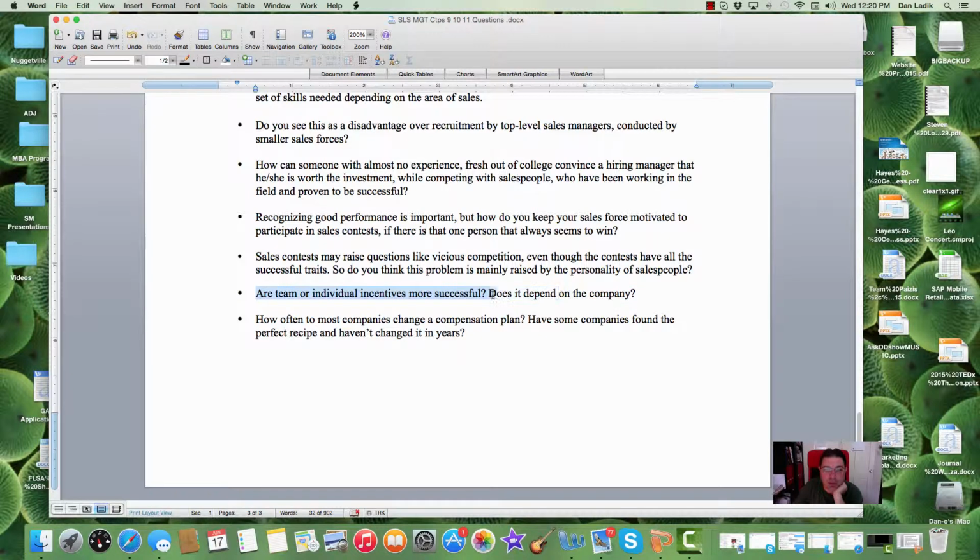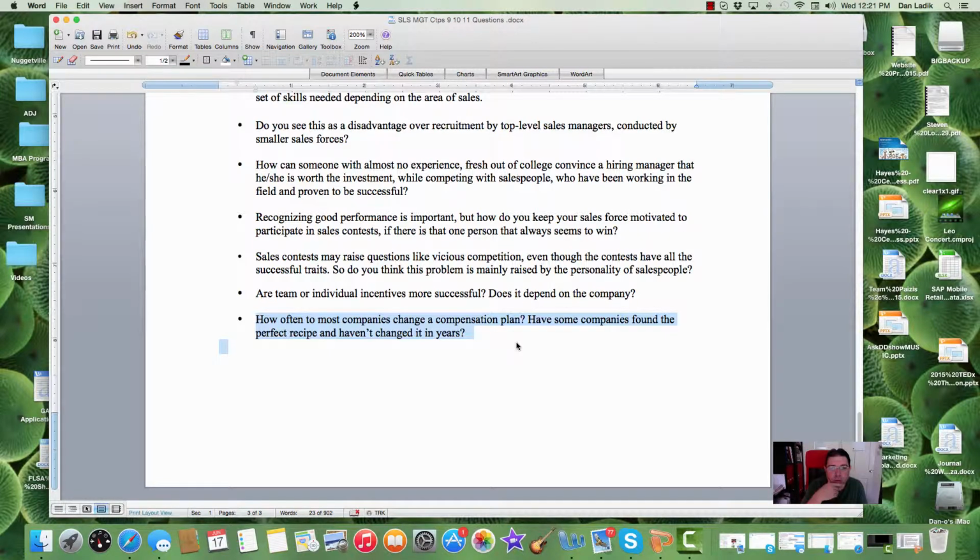Are team or individual incentives more successful? Does it depend on the company? We are seeing more data on team incentives. Individual incentives are easier to manage, monitor, and pay out. I don't know if we want to call them more successful. We are seeing more and more team incentives as a part of the overall plan, but I don't see team incentive being your whole incentive. Just like your grade for the entire year can't be a team grade.